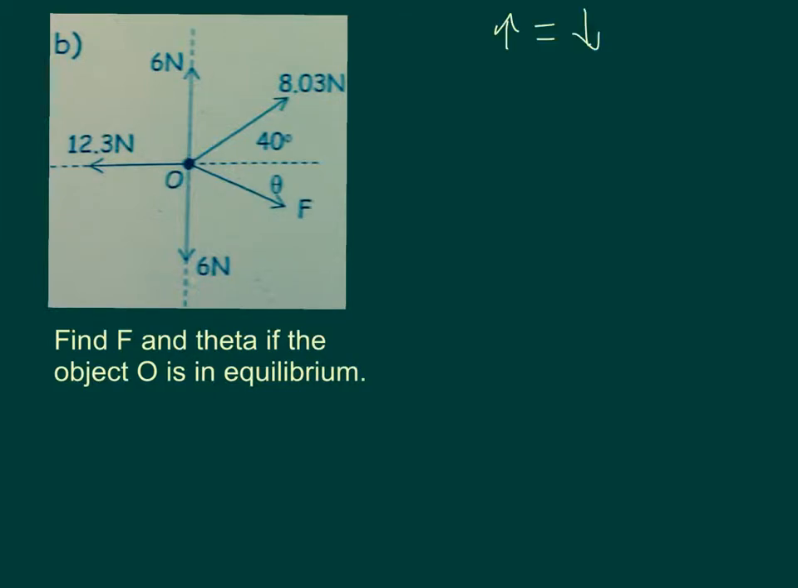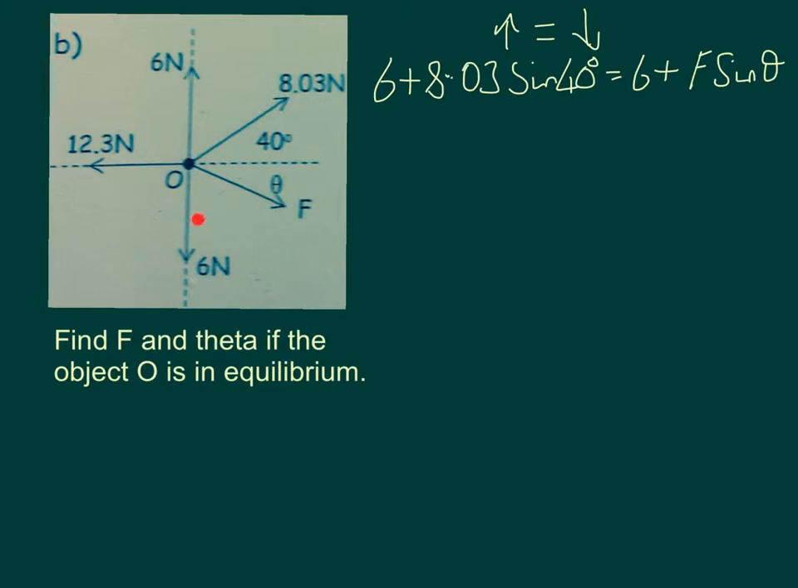So we'll start with vertical equilibrium. Total upward force equals total downward force. So we've got a 6 pointing up and a 6 pointing down, so both sides have a 6 on them. The upward also has a component of this 8.03, and it'll be 8.03 sine 40 degrees. And the F force has a vertical component pointing downward, and that's going to be F sine theta. So the smarter amongst you will recognise that these two 6's are going to cancel straight away because we have equal and opposite forces there. So that does simplify it a little bit.